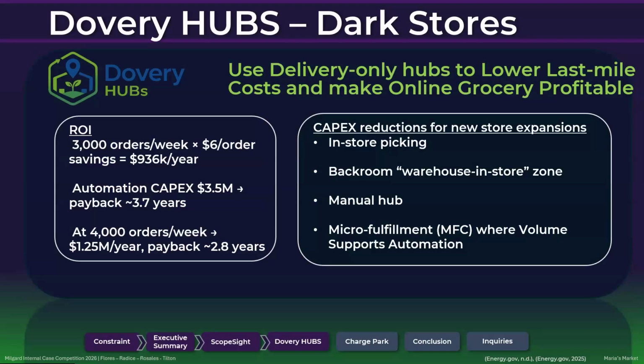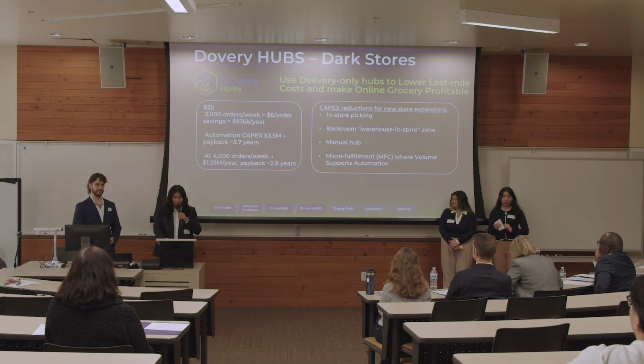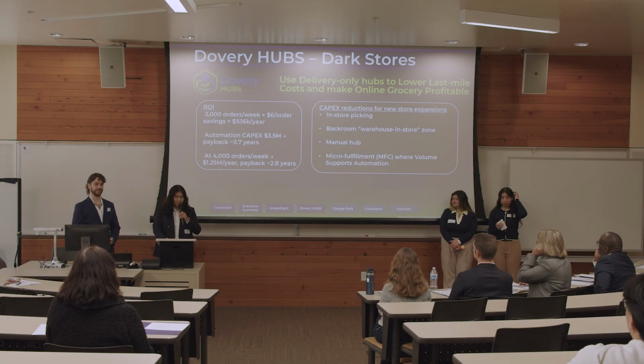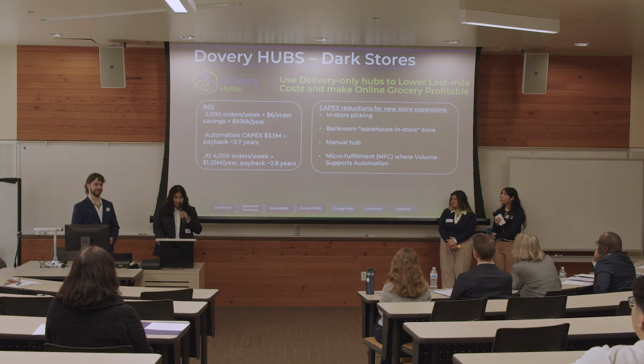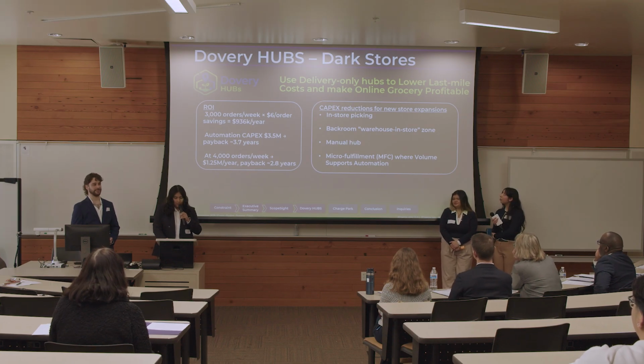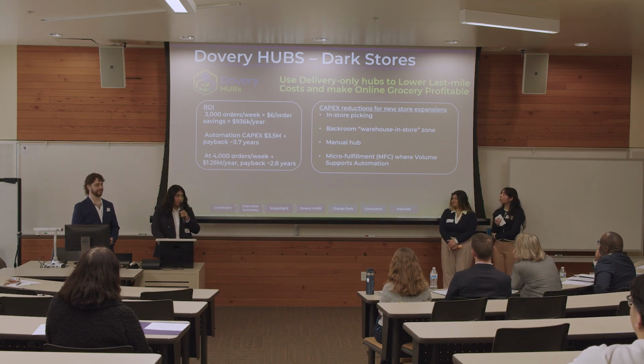The ROI comes from real operational improvements: workers can handle more orders per hour, drivers make more deliveries per route, and cost per order goes down. When you're doing around 3,000 orders a week, saving $6 per order equals $936,000 a year. And if automation costs $3.5 million to install, it pays for itself in 3.7 years. If volume grows to 4,000 orders a week, that's around $1.25 million a year in savings and close to 2.8 years in payback.